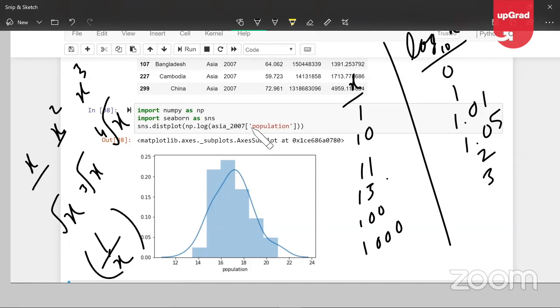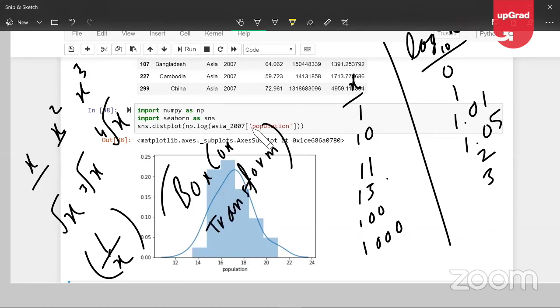Okay, and together they are actually called Box-Cox transforms. You can use a method in Python called Box-Cox transforms. You can read about it. I'm not expecting you to know this right now, but just be aware of it. There are so many things out there. The concept should be clear.